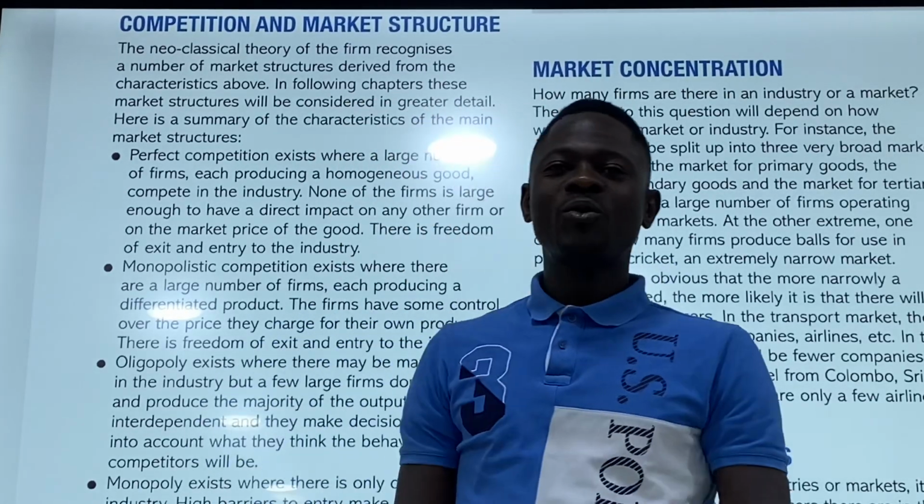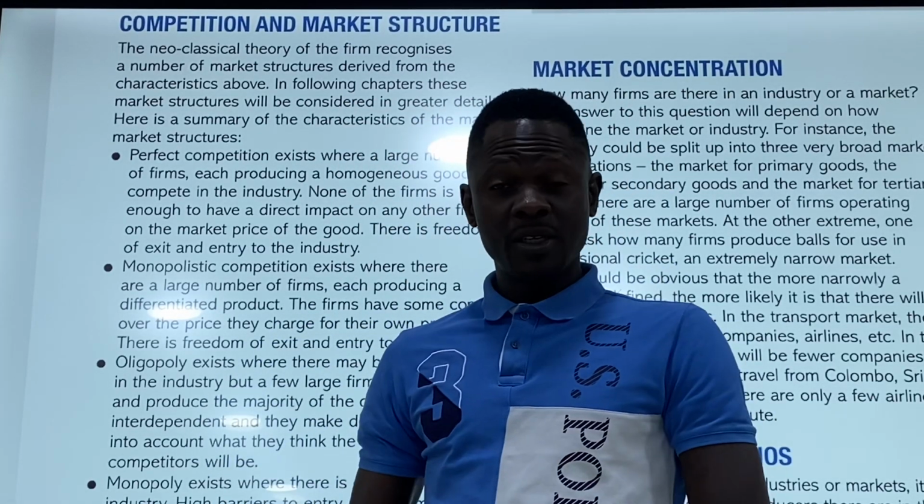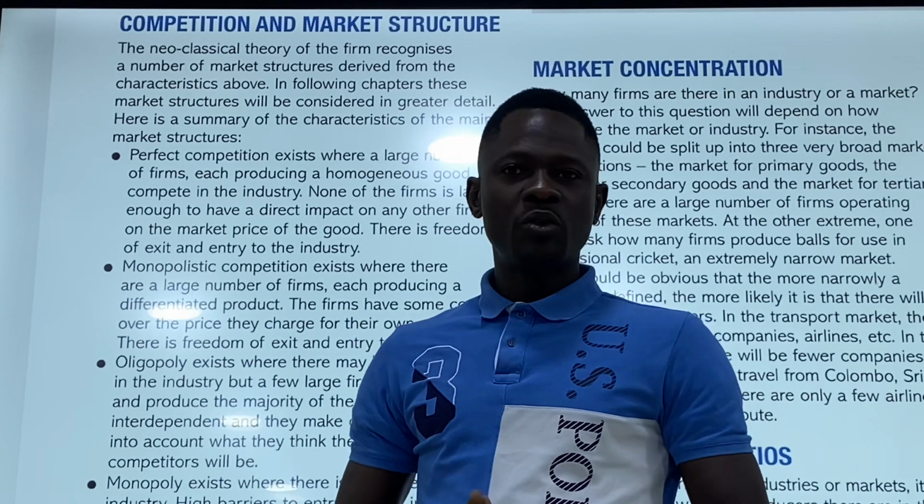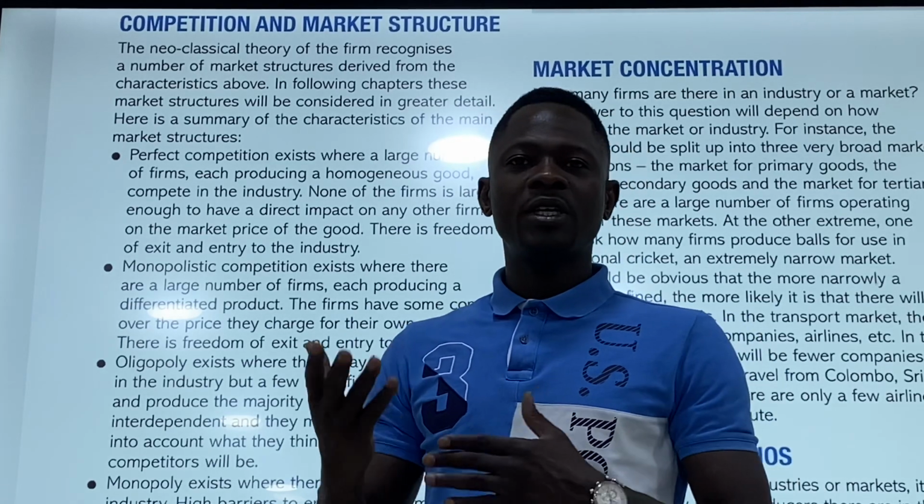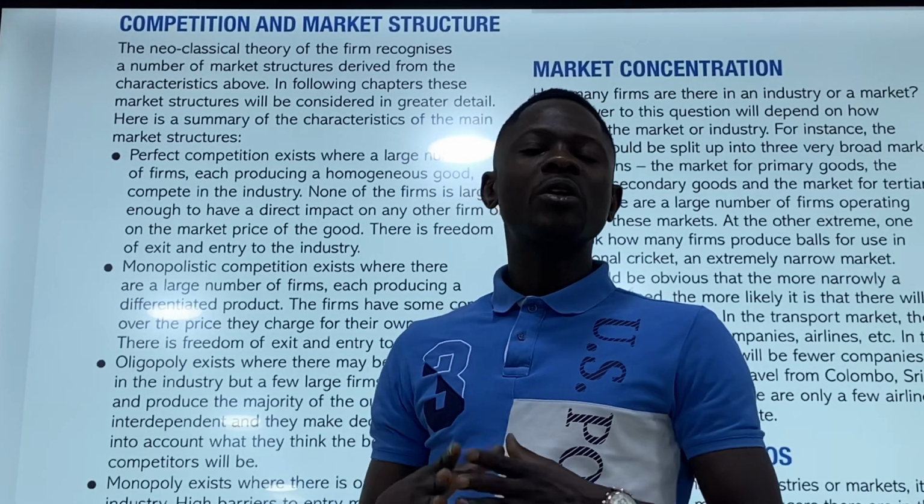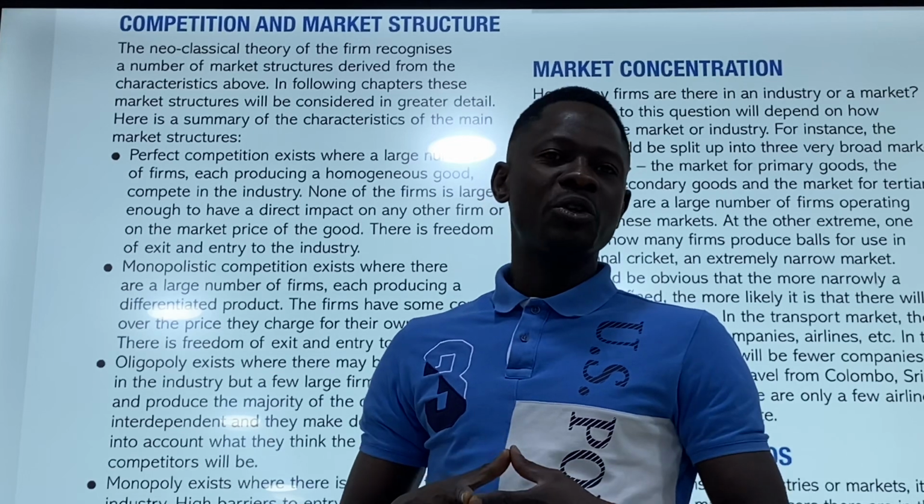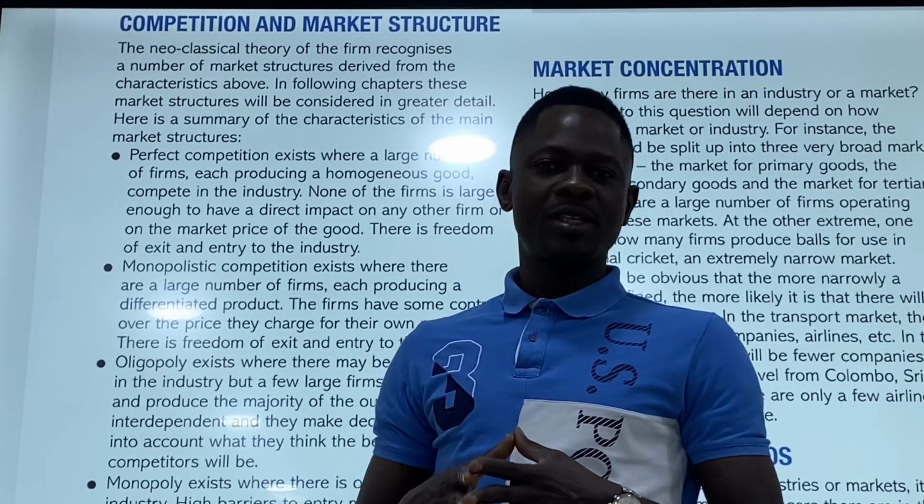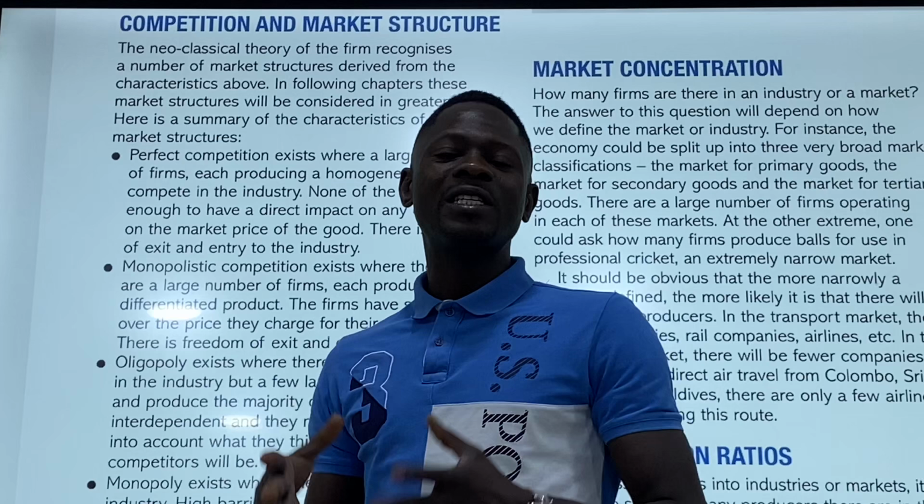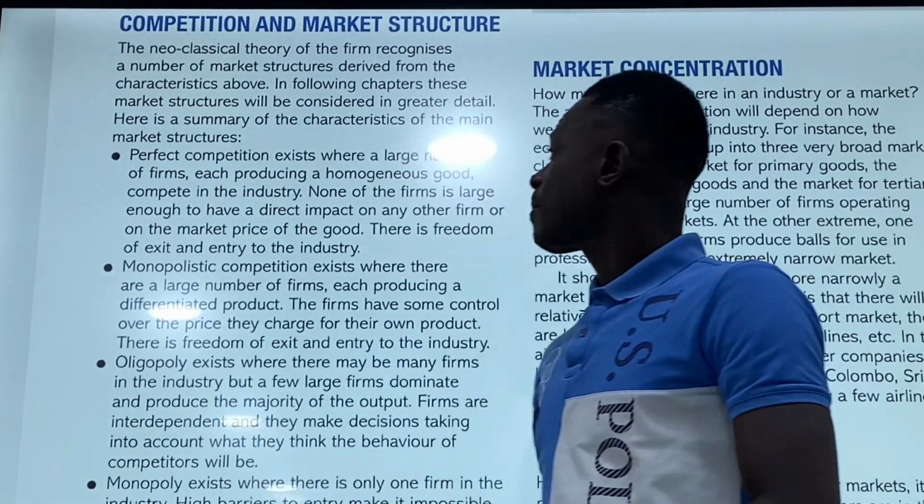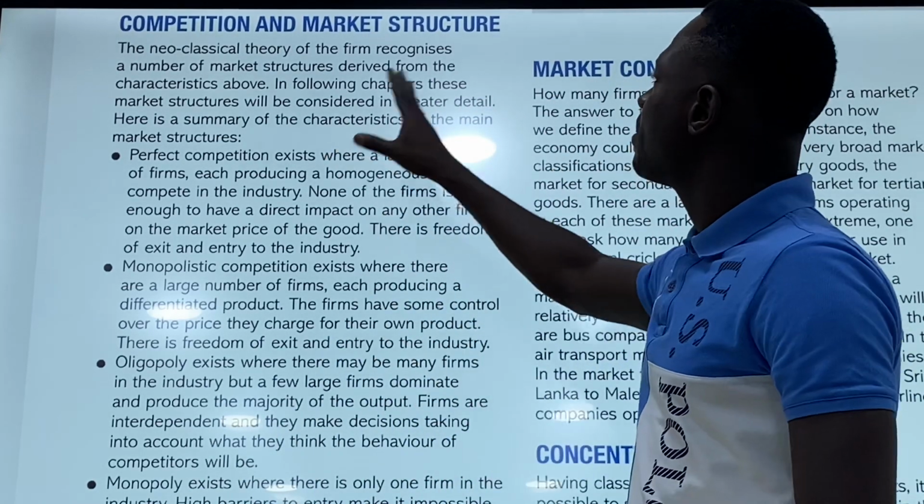Good day once again. We continue with our economics A-level class, still on market structure. We talked about the features of market structure in our previous class. Today we want to talk about each market structure and their characteristics and what makes them exist in each industry. So we read competition and market structure.